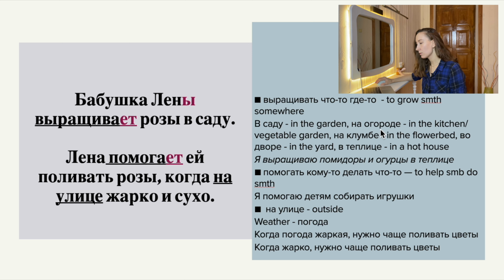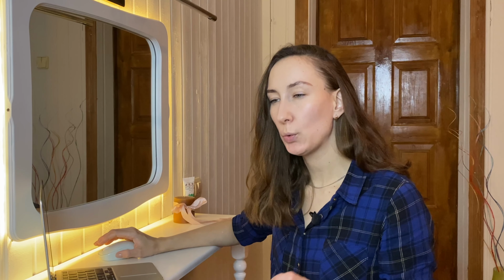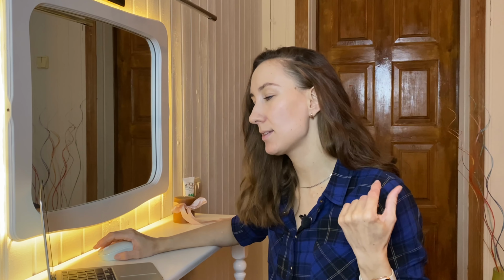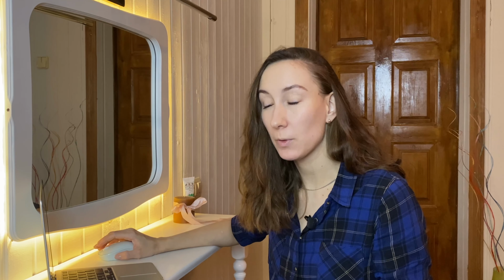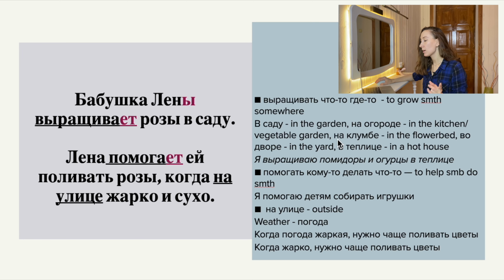На огороде, in the kitchen garden or in the vegetable garden. Almost every Russian who lives in a village has this kitchen garden or a vegetable garden, and he or she actually grows lots of vegetables and fruits in there. So then we can grow the flowers in the flower bed, на клумбе, во дворе, in the yard, or в теплице, in a hothouse.